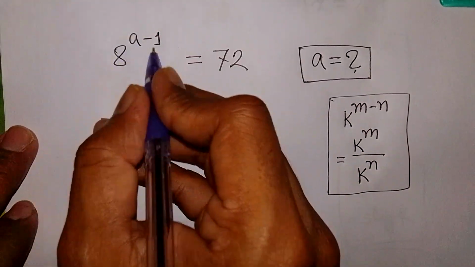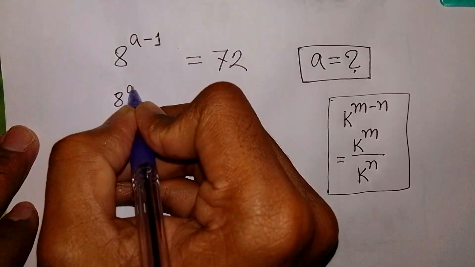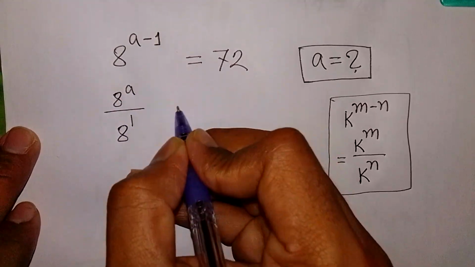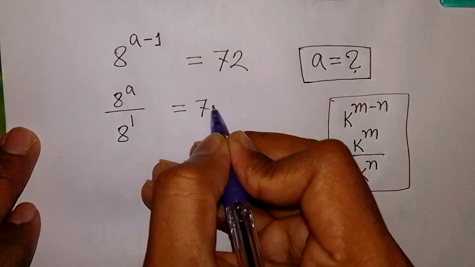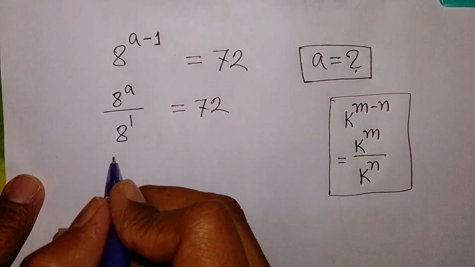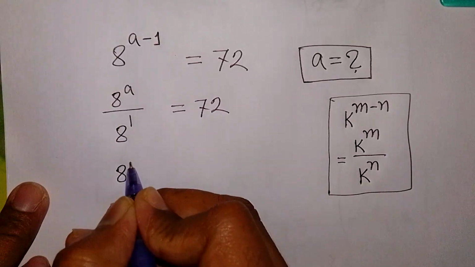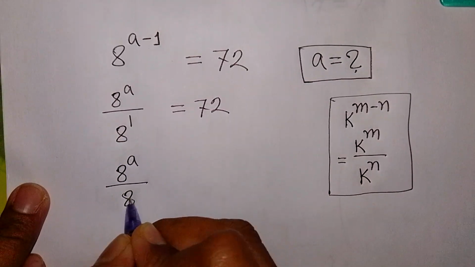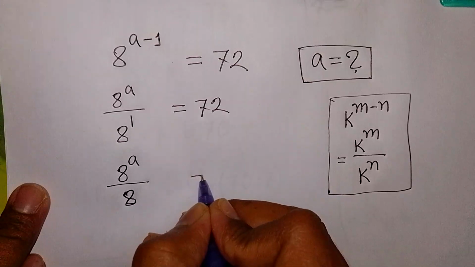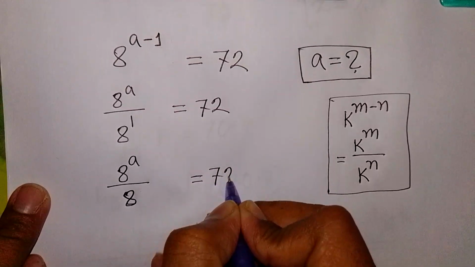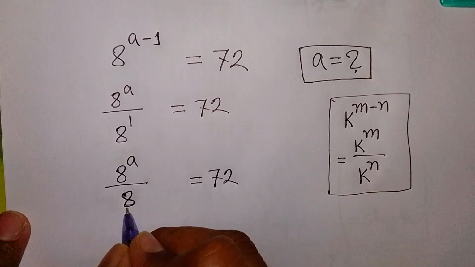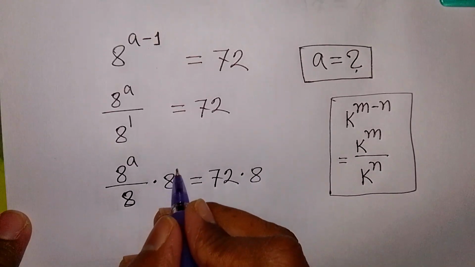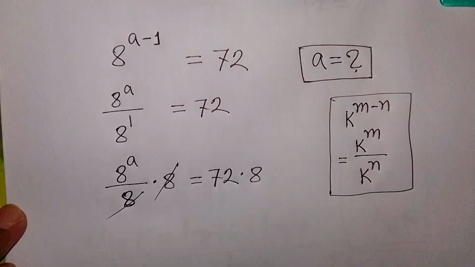So here 8 power of a minus 1 is same as 8 power a over 8 power 1 is equal to 72. In the next step we have 8 power a over 8 power 1 is same as 8 power a is equal to 72. Now we multiply by 8 in both sides. Multiply by 8. This 8 will be cancelled out.